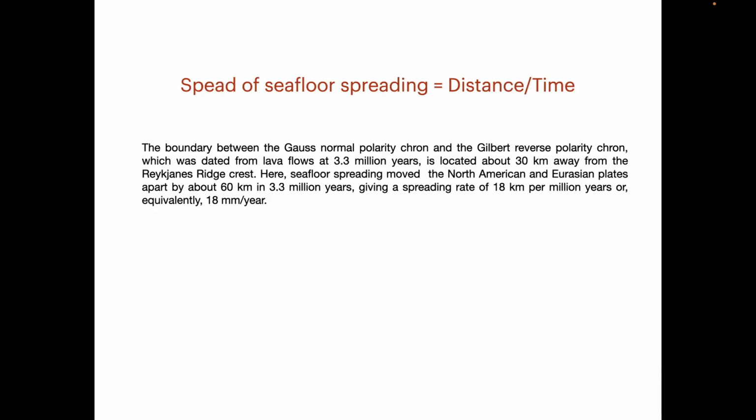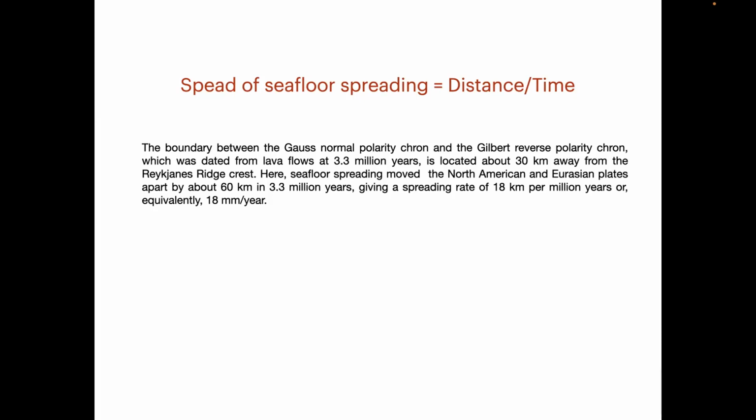So if I divide 60 by 3.3, we are getting close to 18, right? So somewhere you're getting 18.18. That is what is 18 kilometer per million years. So your plate, the North American plate and the Eurasian plate, are diverging at a speed of 18 kilometer per million years, or you can say 18 millimeter per year.